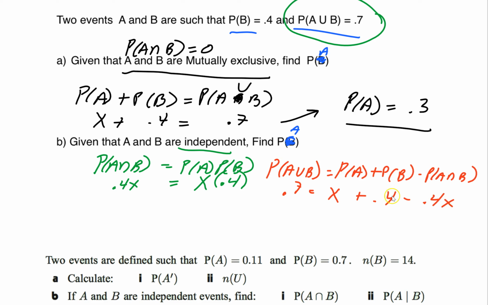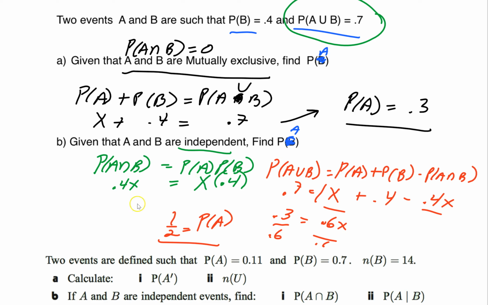Now you look at it, it's just a math problem. Subtract off the 0.4, I get 0.3. Add these two together, or subtract them, I get 0.6x. Divide by 0.6, right? 1x minus 0.4x is 0.6x, divide by 0.6. If you reduce that, you get 1/2 equals the probability of A.